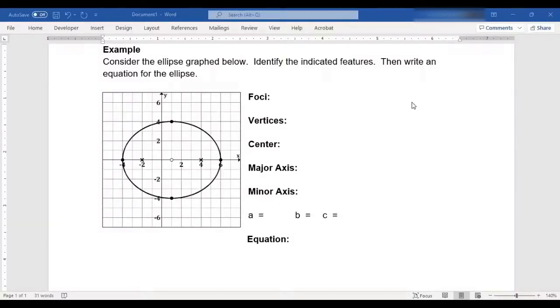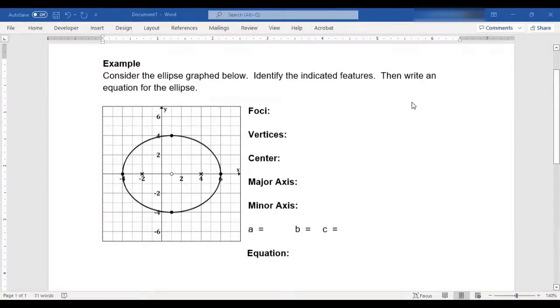Professor Rad here, and in today's video, we will be identifying the features of an ellipse that has been graphed for us, as well as writing an equation for the ellipse. So let's go ahead and get started.